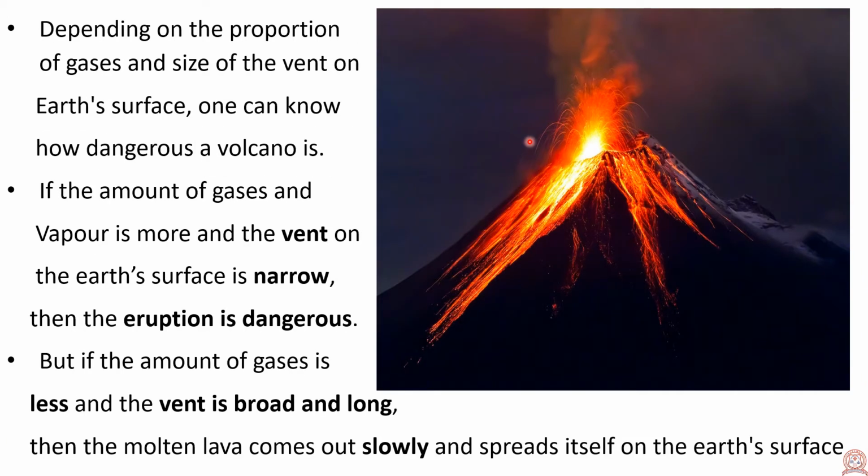Depending on the proportion of gases and size of the vent on Earth's surface, one can know how dangerous a volcano is. If the amount of gases and vapor is more and the vent on the Earth's surface is narrow, then the eruption is very dangerous. But if the amount of gases is less and the vent is broad and long, then the molten lava comes out slowly and spreads itself on the Earth's surface.